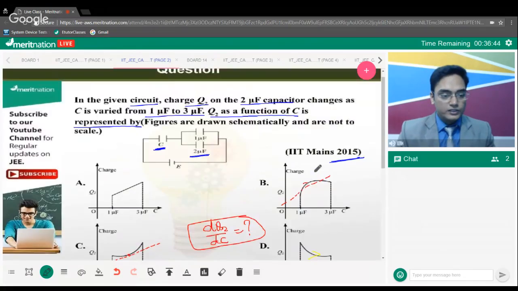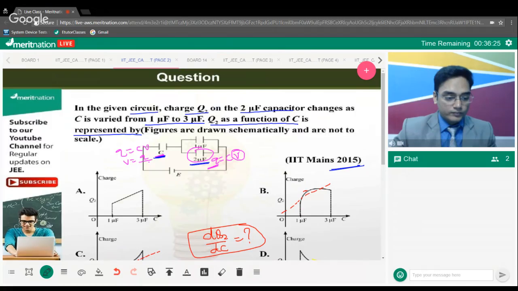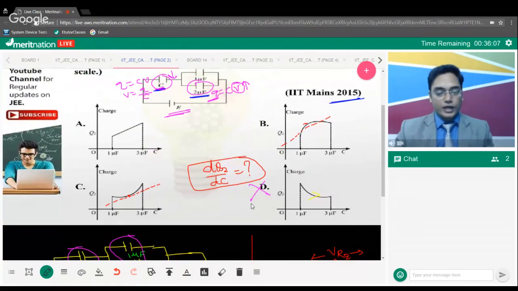How will charge increase? See the circuit diagram here. 1 microfarad, 2 microfarad, these are capacitors. We can say charge Q equal to CV, meaning if V is increasing, Q will also increase. Since V is equal to Q by C, if C is increasing, the voltage across this C is decreasing. So definitely the voltage here will increase, because the net voltage supplied is constant. Here voltage decreasing, here voltage increasing, so charge will increase. So option D cannot be the answer. We have to check A, B, and C.